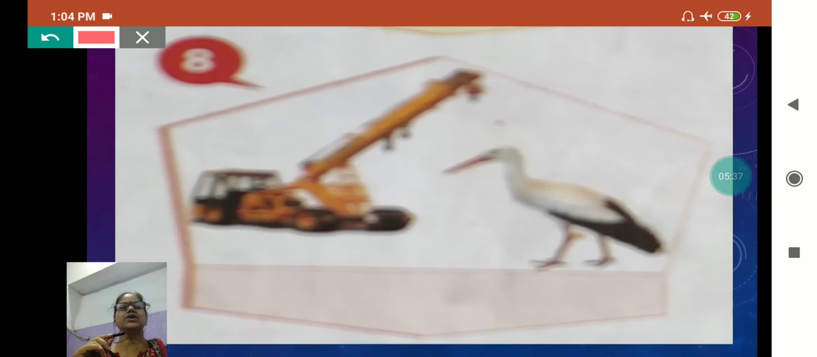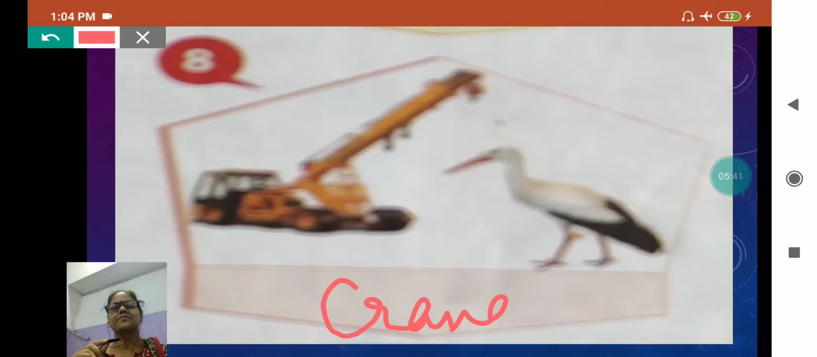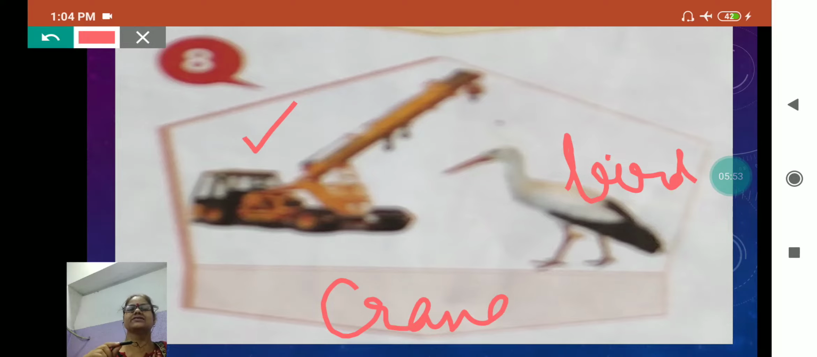See, the name of both the pictures is crane. This is a bird that lives near the water, and this crane is used to lift up heavy things. Sometimes you would have seen that this crane is carrying a car or jeep, whatever is parked not in the proper place. So people need this crane to do heavy work.